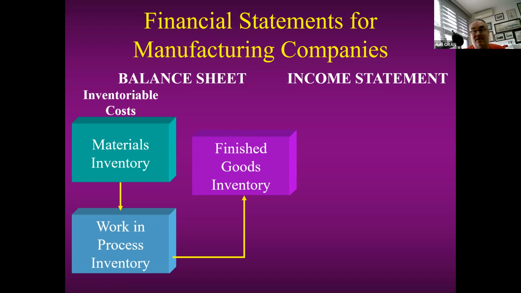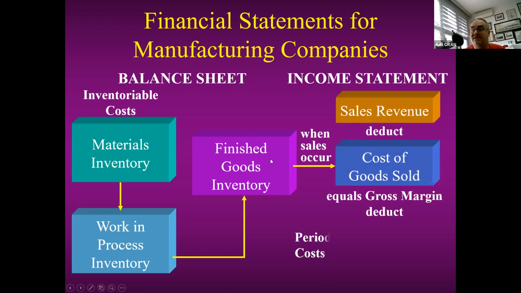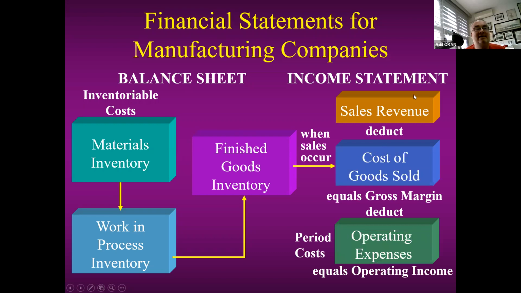And if and when you sell them, they basically end up becoming cost of goods sold expense in the income statement. So again, deduct cost of goods sold from sales revenue, giving you gross profit. Deduct operating expenses, gives you operating income in our process, in our accounting.